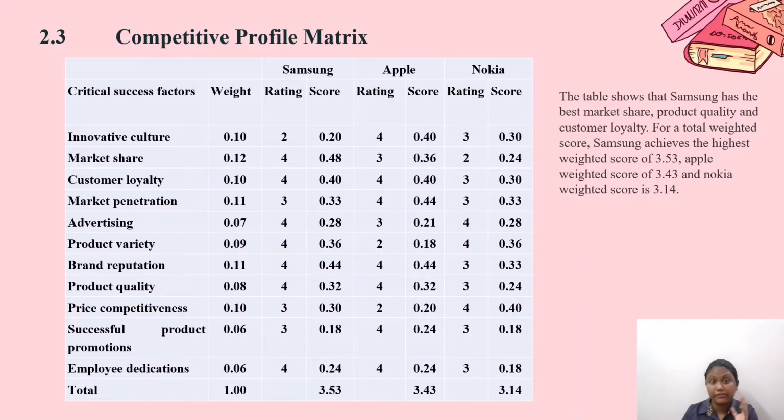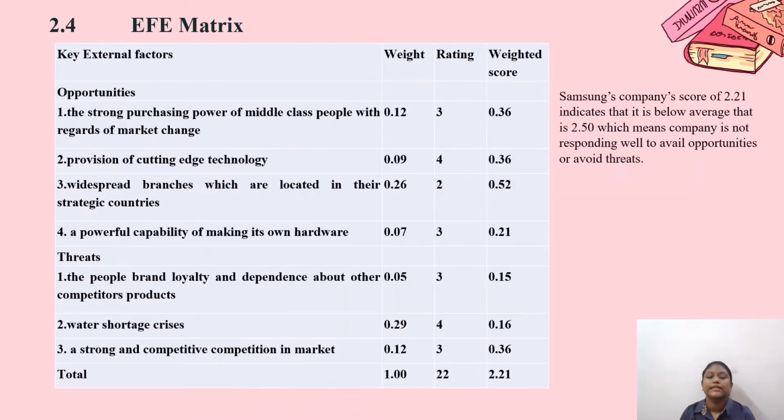This is the competitive profile matrix. The table shows that Samsung has the best market share, product quality, and customer loyalty. For a total weighted score, Samsung scores the highest weighted score of 3.53, Apple has a weighted score of 3.43, and Nokia's weighted score is 3.14.